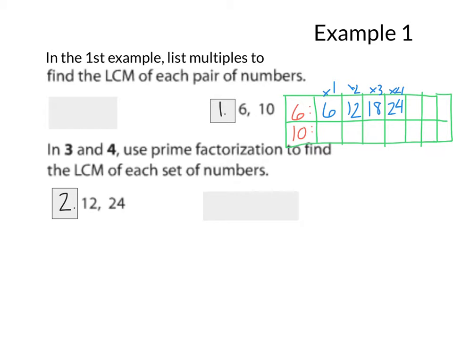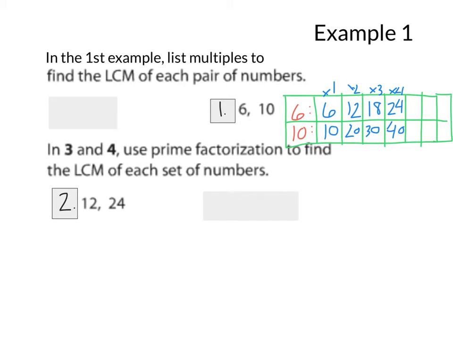Then I'm going to go over to 10. 10 times 1, 20, 30, 40. If you choose this method, I would recommend going in steps. Do a few in your list, and then look, is there the same number in the top or the bottom? Because we're looking for the least common multiple.